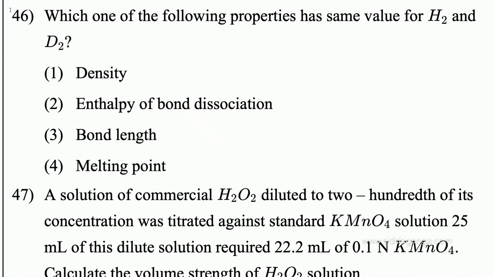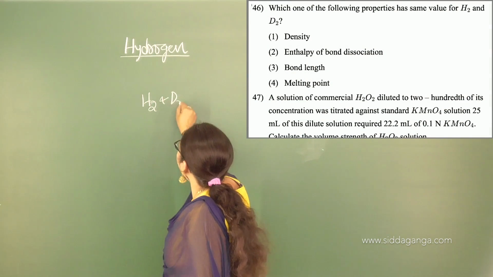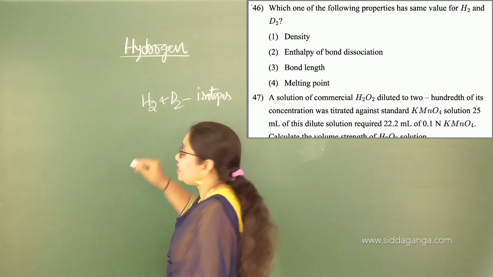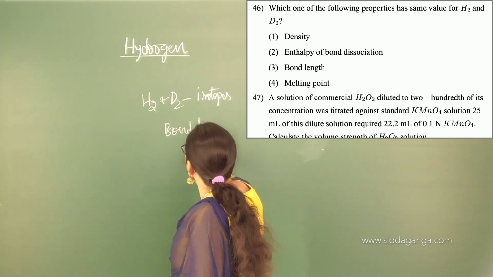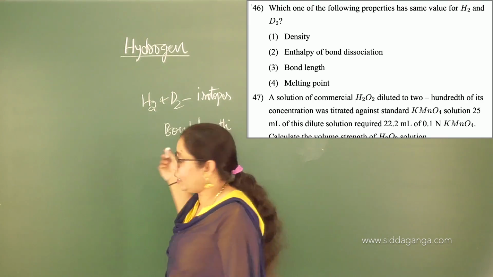The next question. Which one of the following properties has the same value for H2 and D2? You know that H2 and D2 both are, either it is density, bond dissociation enthalpy, bond length or melting point. As you know, hydrogen and deuterium are isotopes. So isotopes have the same value for the bond length. Same value for bond length because they are isotopes. Remaining properties are different but chemically they are the same.